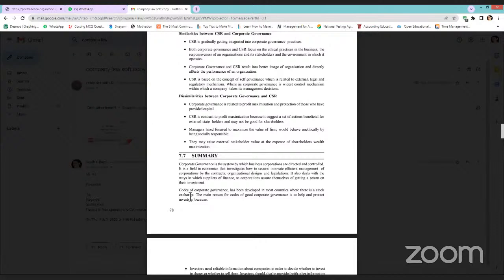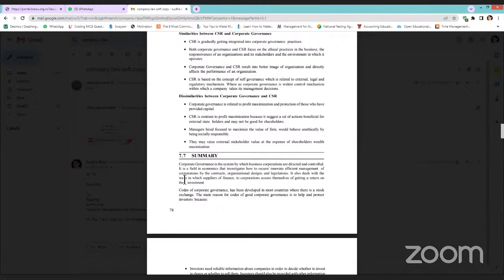The next is managers hired focus on maximizing the value of the firm and may act unethically instead of being socially responsible. They may raise external stakeholder value at the expense of stakeholders' wealth maximization. Corporate governance faces challenges and uses structured methods for profit maximization, right? With the focus of maximizing the firm's value, managers may enter into unethical ways, but social responsibility will control them from entering into such practices.